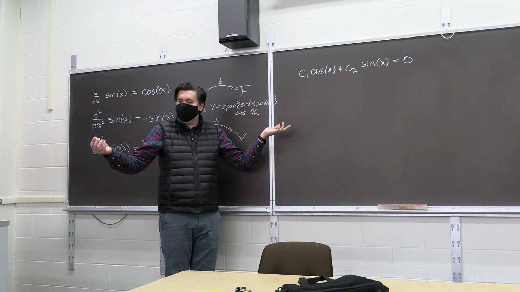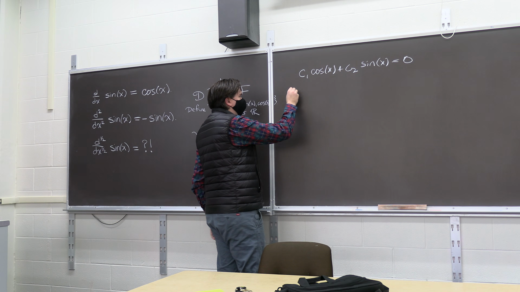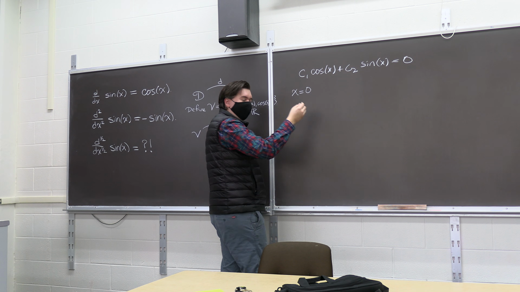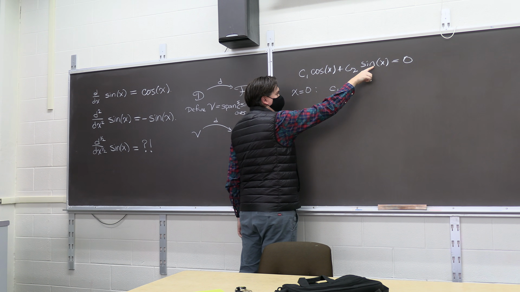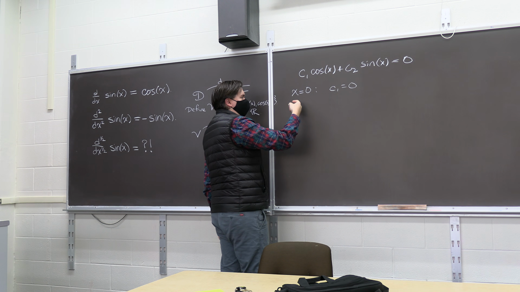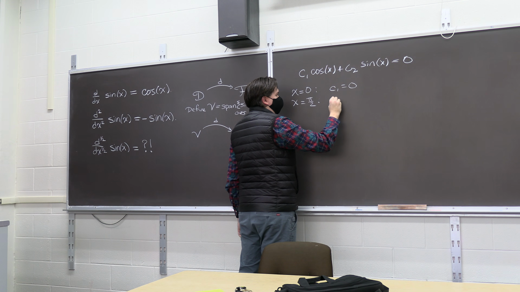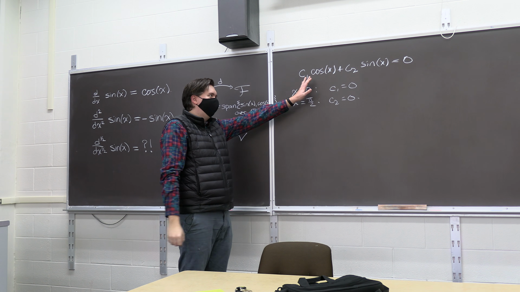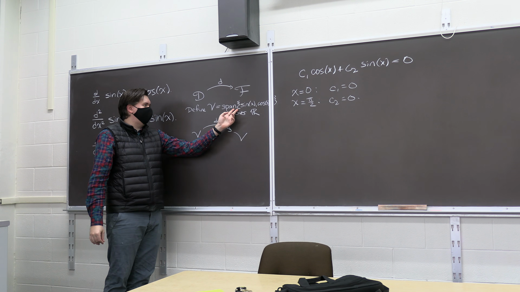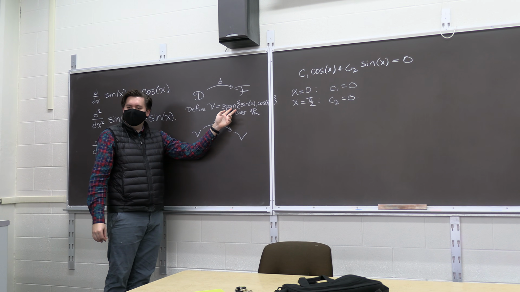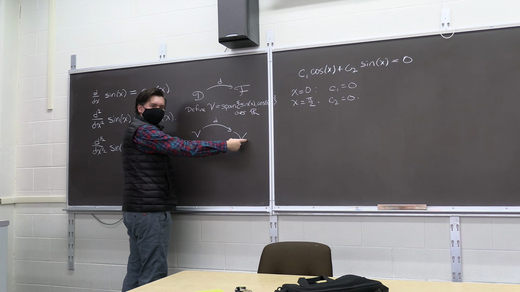So let's pick an interesting x, such as, no, 4 is not an interesting x. 0 is, right? You plug in 0, your cosine is 1. So you get c1, your sine becomes 0, so you just get c1 is 0. And then what's another value of x you might plug in? Pi over 2. Then that recovers for you that your c2 is 0. Right? So sure enough, cosine and sine are linearly independent over the reals. So this is a vector space. What's the dimension of this vector space? 2. So we have a map from a dimension 2 vector space to a dimension 2 vector space.